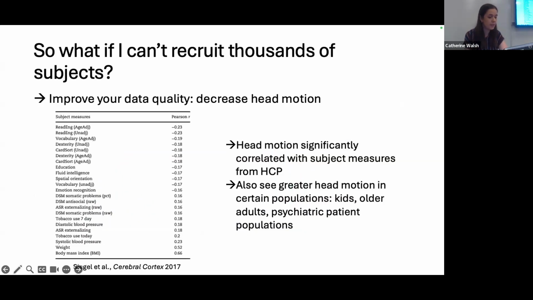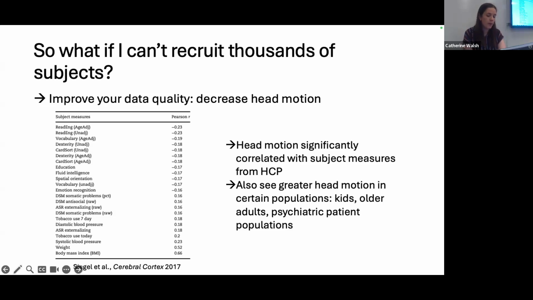Another thing you could do is try to decrease head motion. What I'm showing you here is a paper that looked at, again, the Human Connectome Project, and found that head motion is significantly correlated with a number of different behavioral measures that they collected in this data set. We also know that we tend to see greater head motion in certain populations: kids, older adults, psychiatric populations. If your behavioral outcome is correlated with head motion, it's going to be harder to predict. I'll also note that there tends to be less head motion in tasks relative to rest. So that's another point in favor of doing a task in the scanner versus rest.